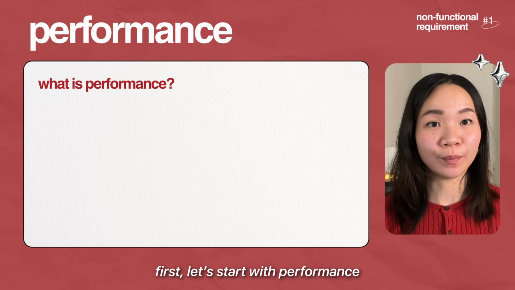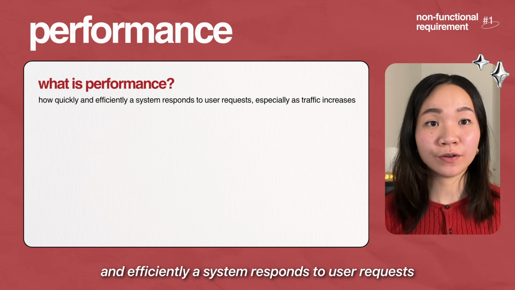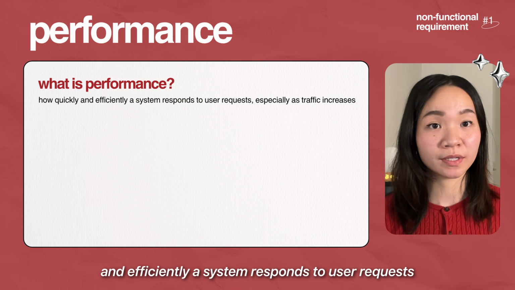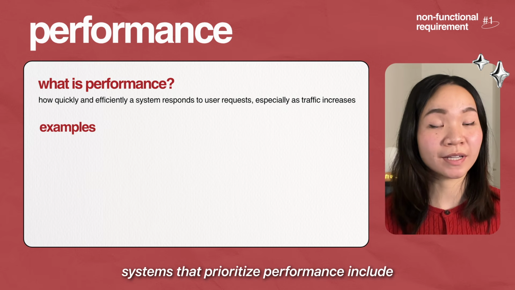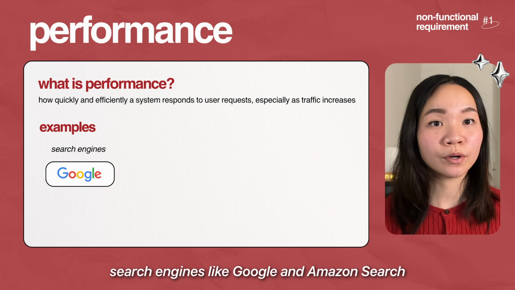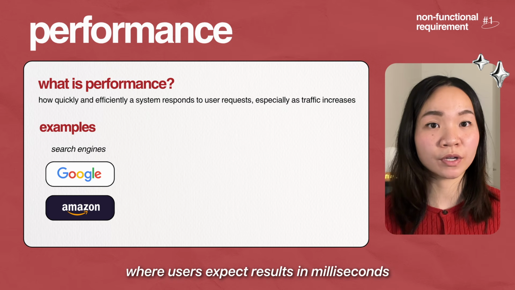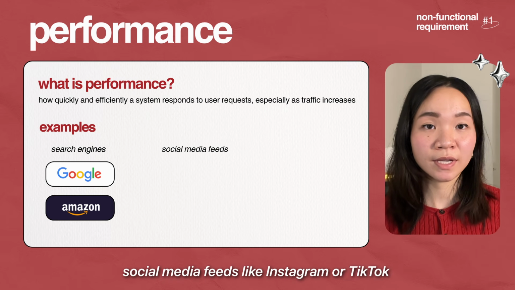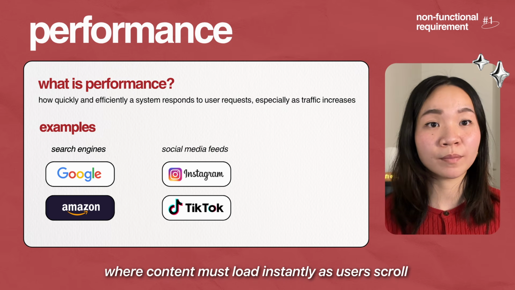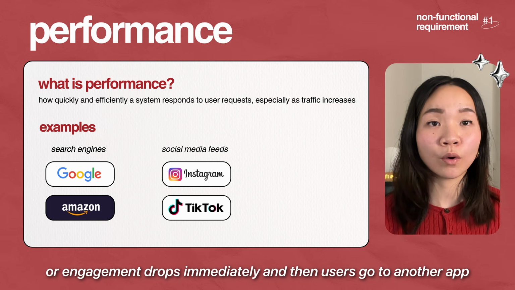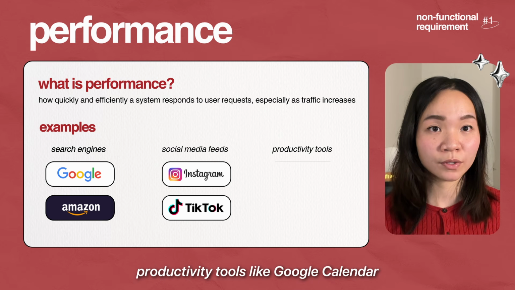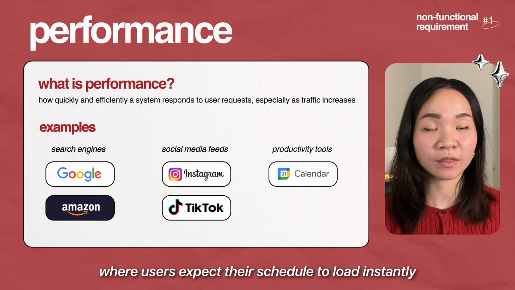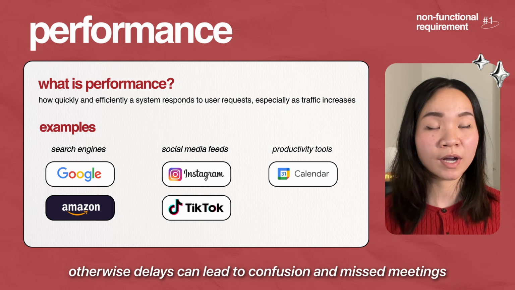First, let's start with performance, which refers to how quickly and efficiently a system responds to user requests, especially as traffic increases. Systems that prioritize performance include search engines like Google and Amazon Search, where users expect results in milliseconds. Social media feeds like Instagram or TikTok, where content must load instantly as users scroll, or engagement drops immediately and then users go to another app. Productivity tools like Google Calendar, where users expect their schedule to load instantly, otherwise delays can lead to confusion and missed meetings.